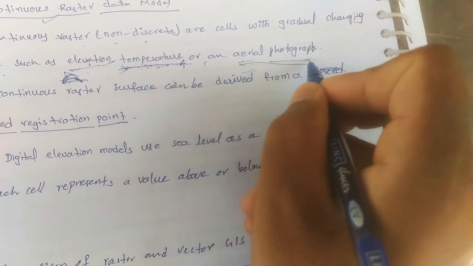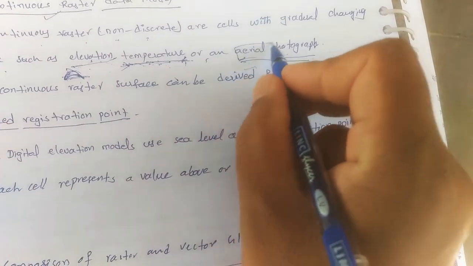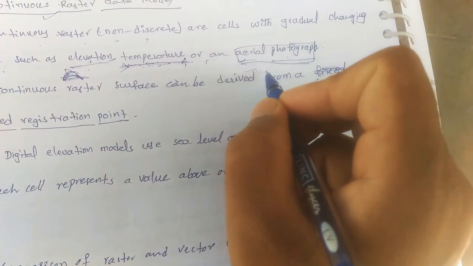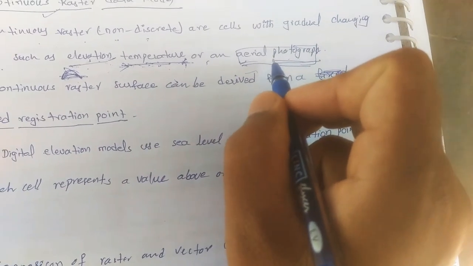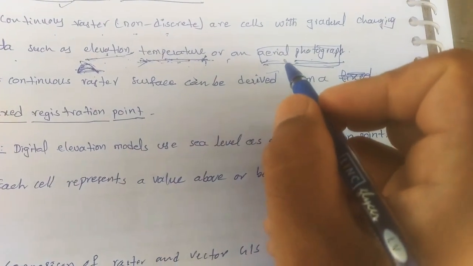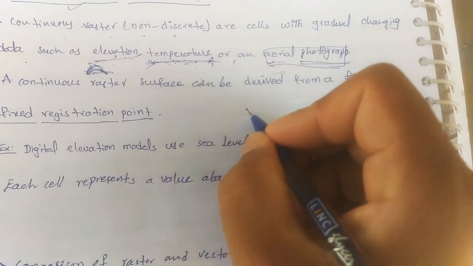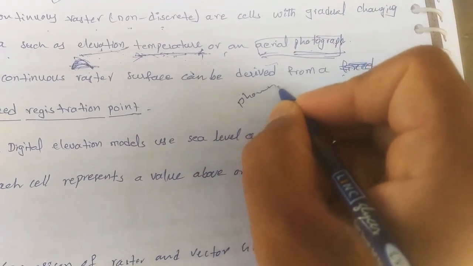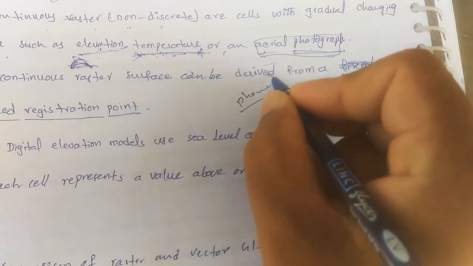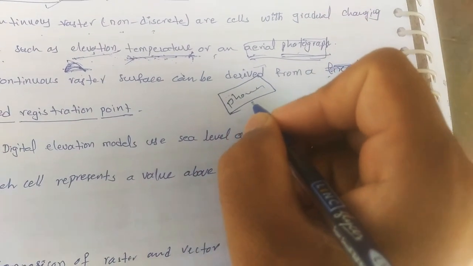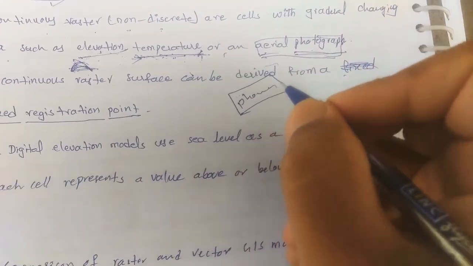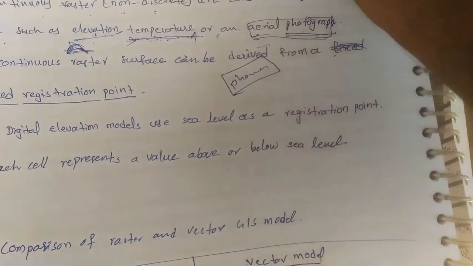Next one is the aerial photograph. An aerial photograph is something we can get from remote sensing data. These aerial photographs also change. If you take one photograph now, and over a year you take the same photograph of that particular area, there may be a change happening.